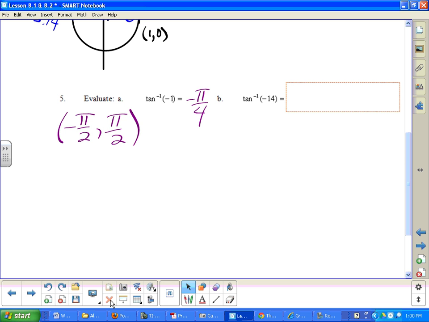Okay. That's one of the things that you need to understand. It's coterminal there, but it isn't that number. All right. Inverse tangent of negative 14. Negative 14 is not in my unit circle, so that means I have to actually do that on the calculator. And we do it on the calculator, and you will get negative 1.5, basically.